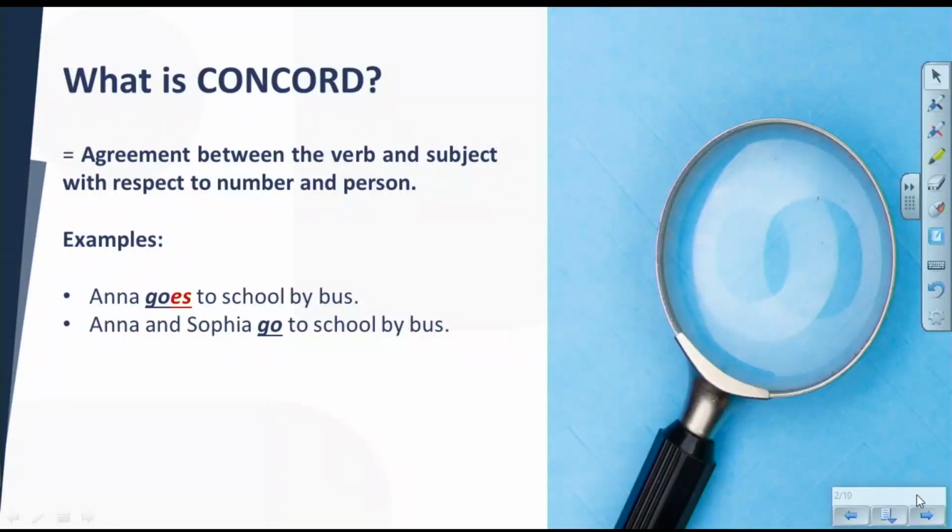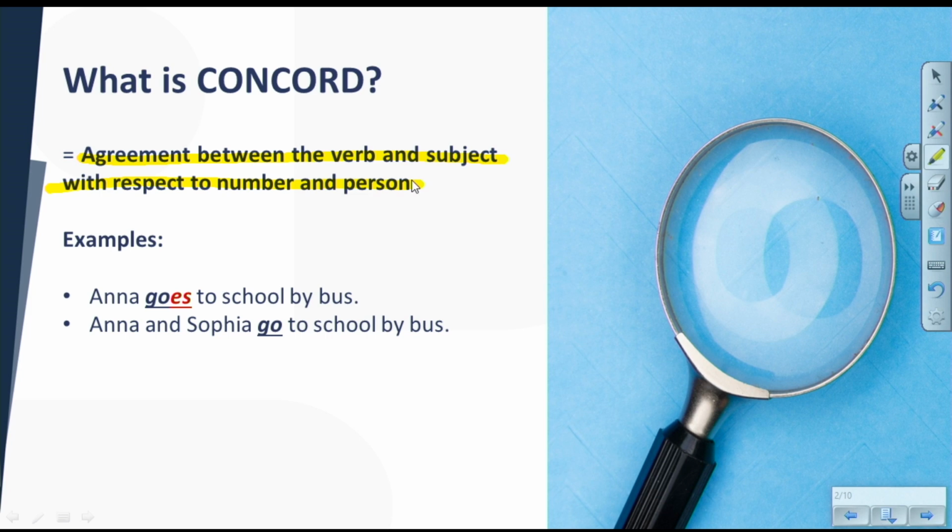First of all, we should think about a definition for the term concord. Basically speaking, when we talk about concord or agreement, we are thinking about the way a subject and a verb must agree in terms of number and person. I have to consider whether I'm talking about a single element or more than one element. So a nice definition is the one present here in the slide. Concord means the agreement between the verb and the subject with respect to number and person.